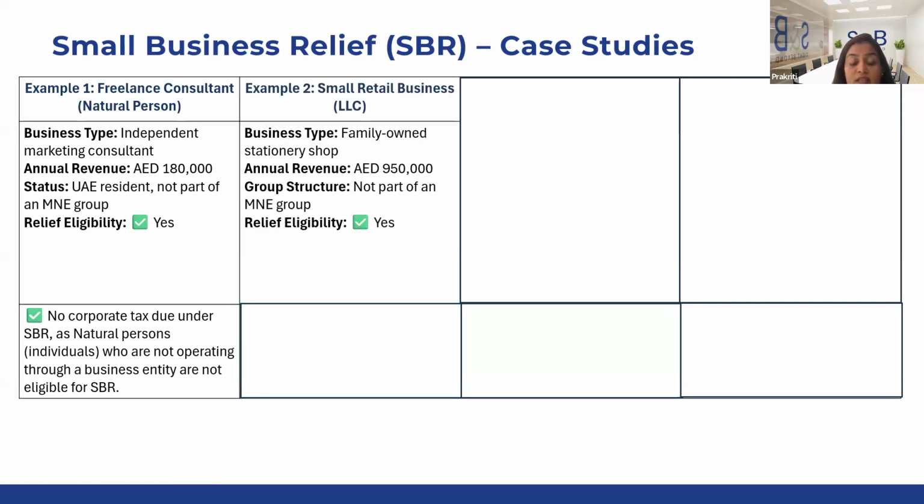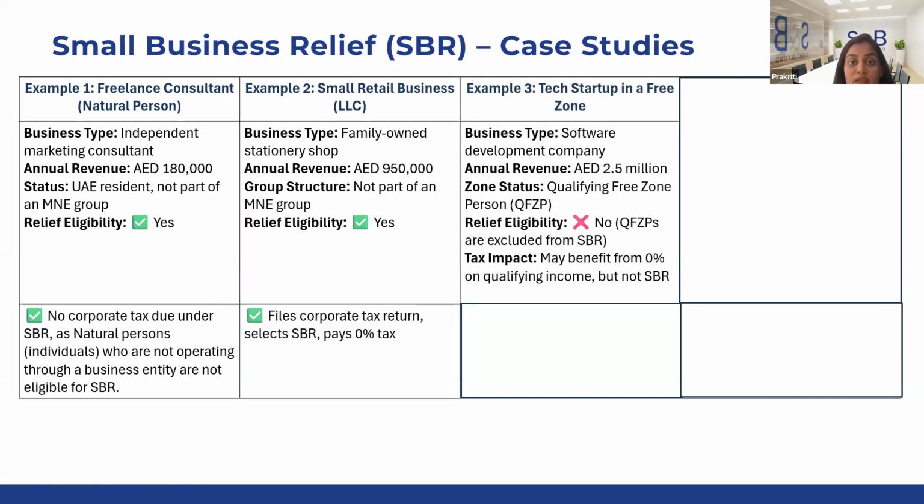In our second example, it is a juridical person. The revenue is 950,000, which is lower than the prescribed limit, and it is again not part of a multinational group. Again, the eligibility is available. It is eligible for small business relief.